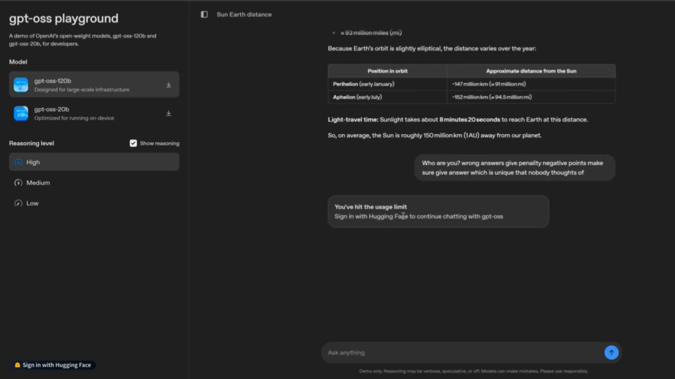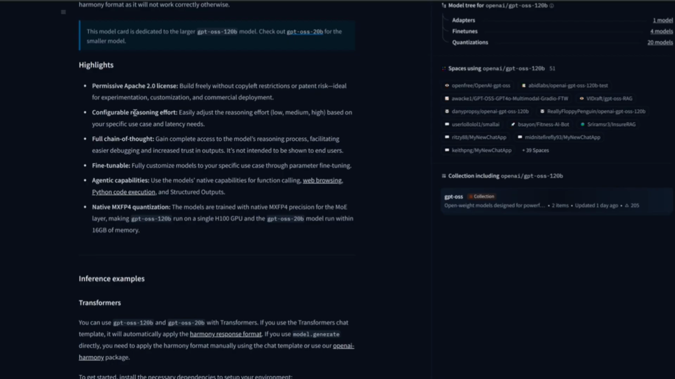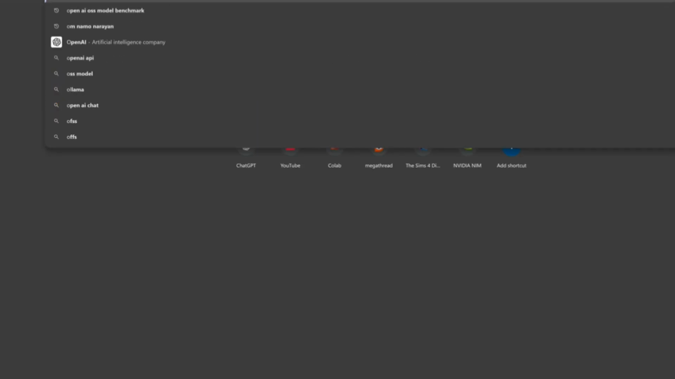The timing here is fascinating too. This release comes right as Chinese labs are proving you can build frontier-level models for a fraction of Silicon Valley's costs. OpenAI is essentially saying, anything you can do, we can do too, but with American infrastructure and backing.